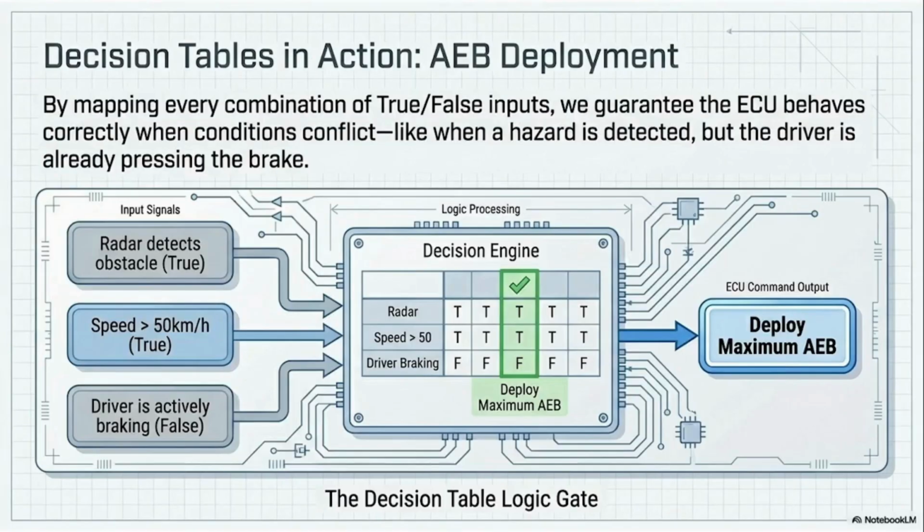Consider the deployment of autonomous emergency braking. The ECU must decide whether to command maximum braking based on multiple signals. It goes like this: is the radar detecting an obstacle? Is the vehicle speed over 50 kilometers per hour? Is the driver already braking? A decision table maps every combination of these inputs to ensure the ECU behaves correctly, even when conditions are conflicting. So that's the decision table.